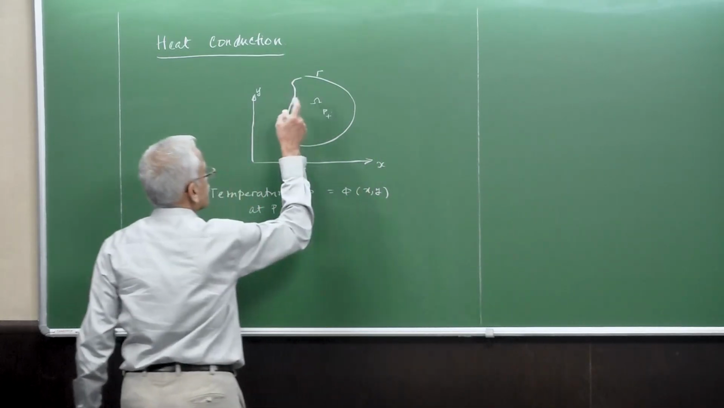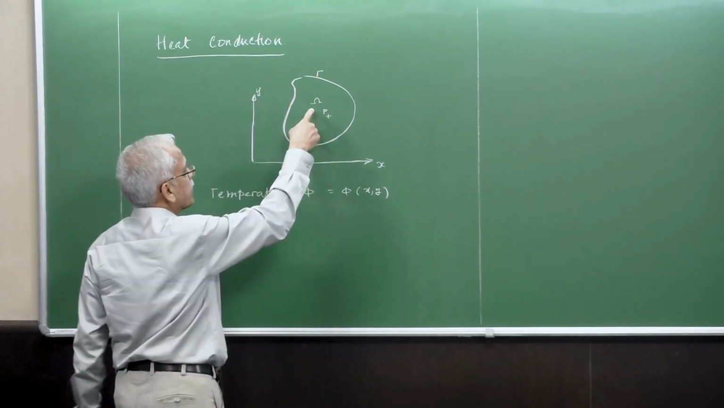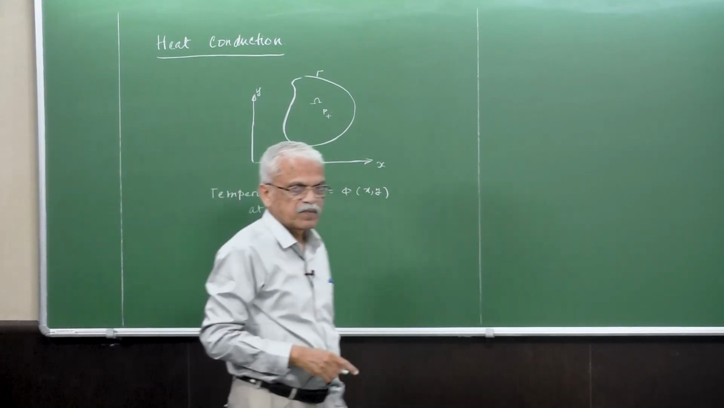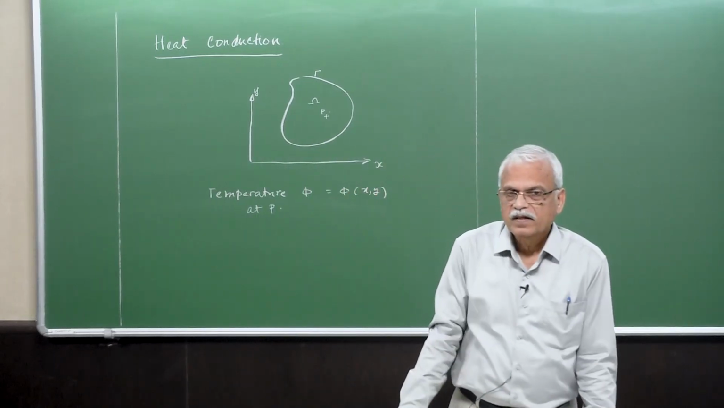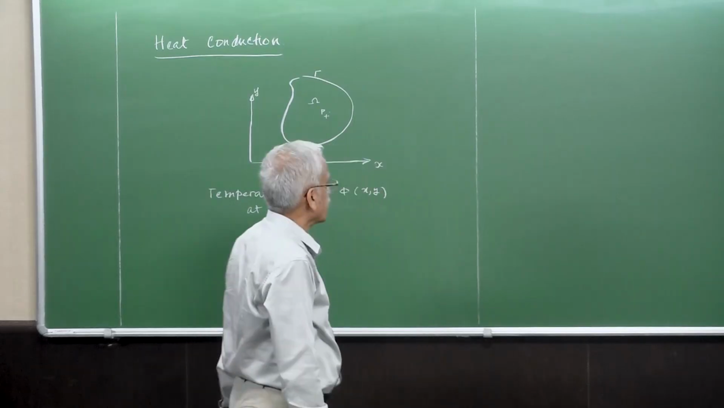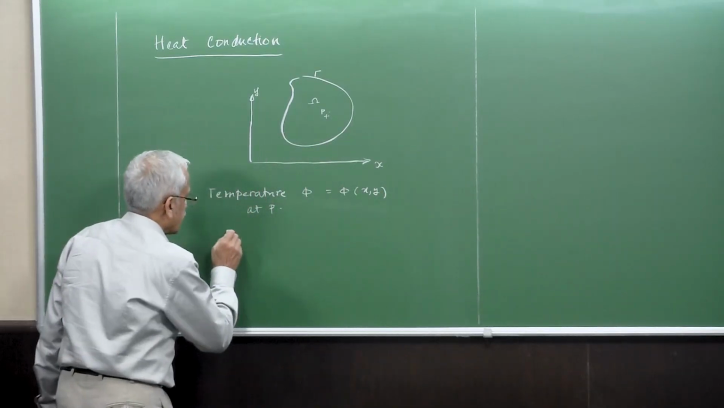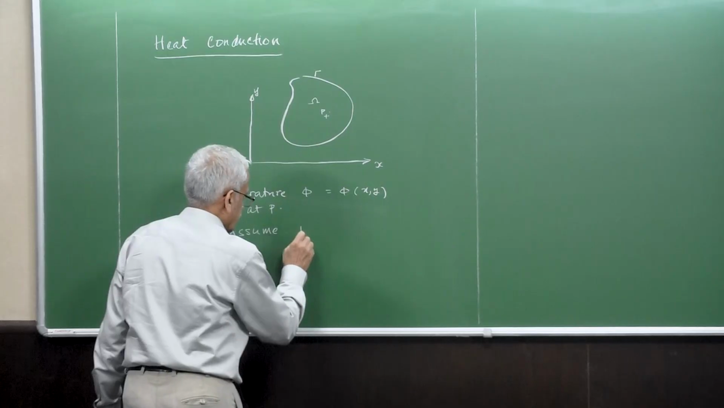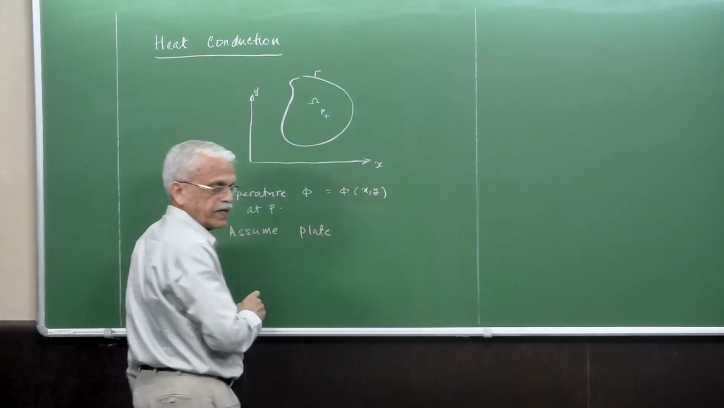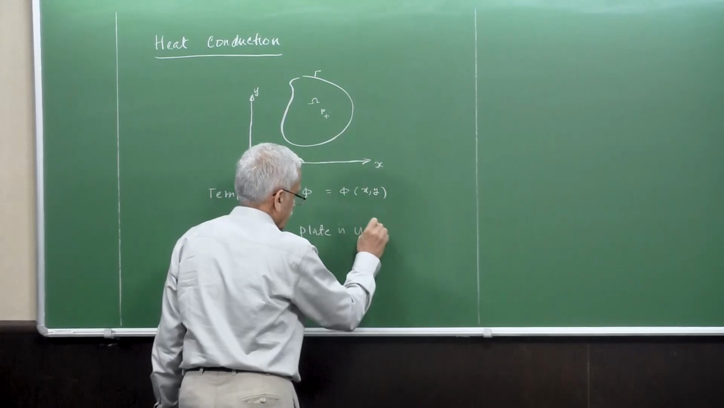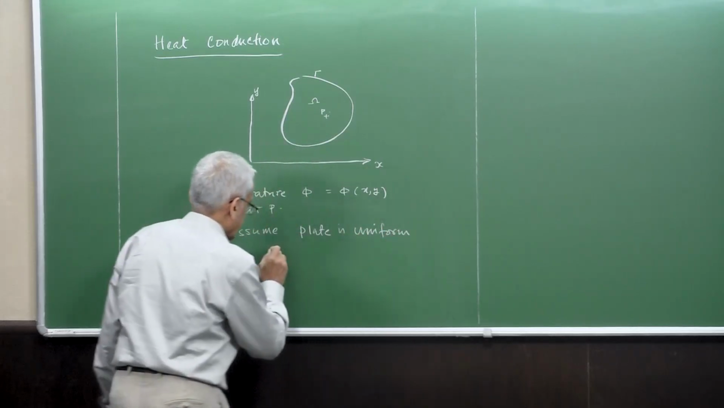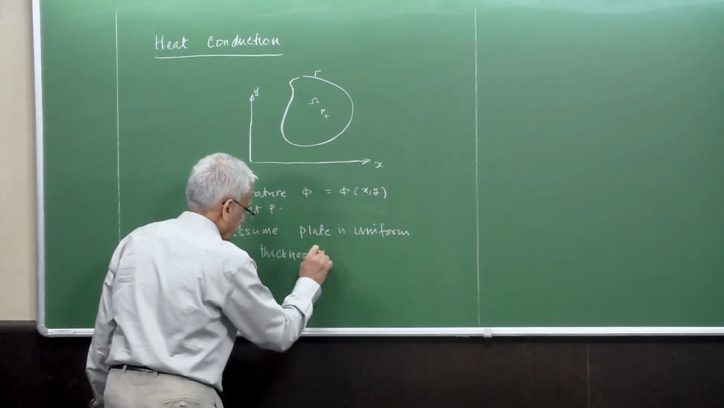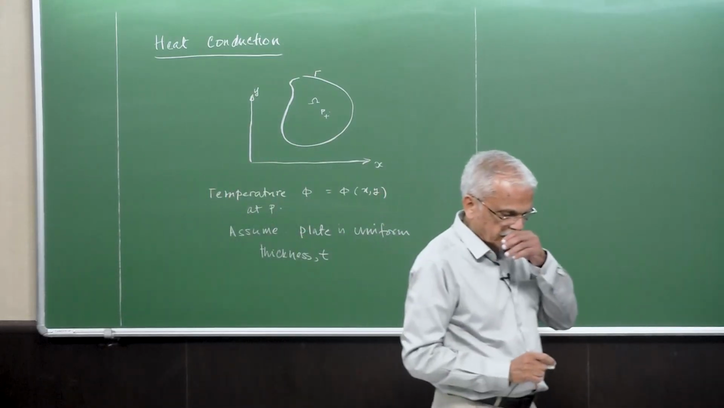In fact, the geometry is defined by the domain omega and boundary gamma, and it has certain material properties, which is the conductivity, which we represent by K. And also let's assume that the plate is of uniform thickness T throughout the domain omega.